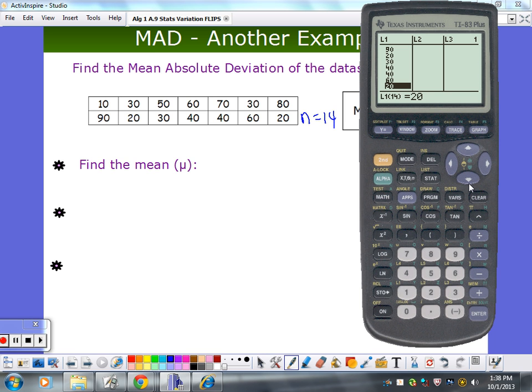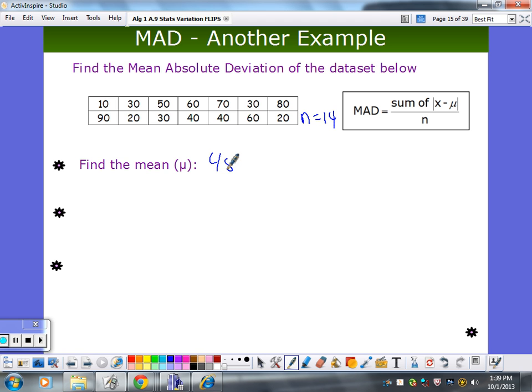I don't know what these are. Let's pretend they're temperatures. Once they're in, remember, stat, calc. All right, what's my mean? My mean is 45. All right, so let's put that in. Got that. Find the distances from the mean.